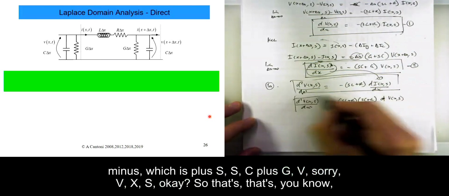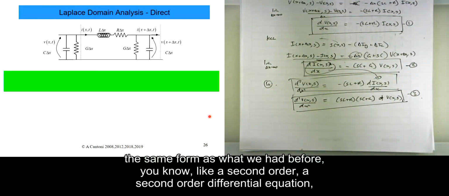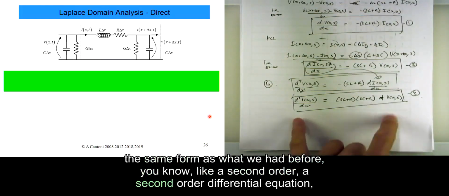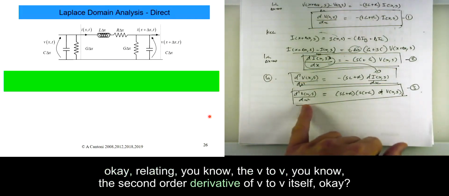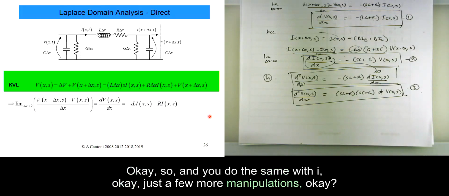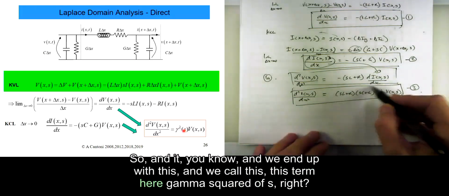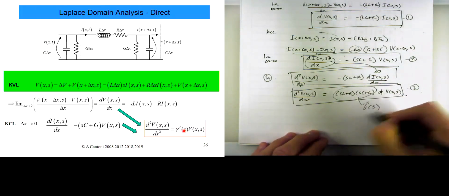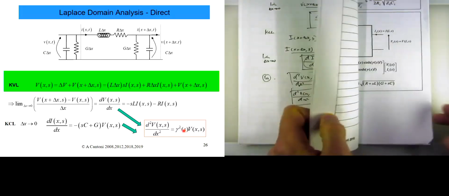So that's the same form as what we had before, a second order differential equation relating the second order derivative of V to V itself. You do the same with I, just a few more manipulations, and we end up with this, and we call this term here gamma squared of s. Is that reasonably clear or not? I did correct that, good.